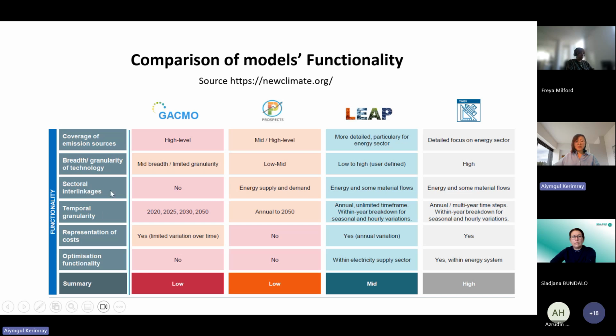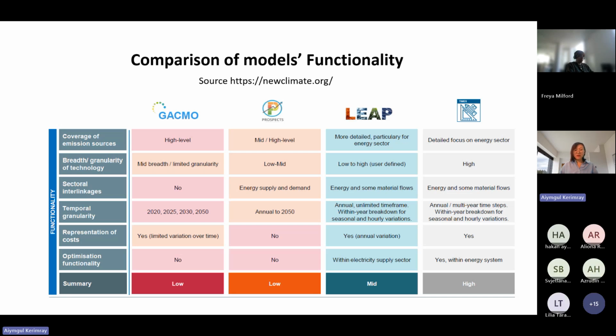In terms of the sectoral linkages, for example, some mitigation measures might have an effect on other mitigation measures in other sectors. And that's why it's very important that the modeling tool accounts for these sectoral interlinkages. And in terms of that, GASMO is not accounting sectoral interlinkages. Prospects accounts for energy supply and demand linkage, while LEAP and TIMES fully account for sectoral interlinkages.